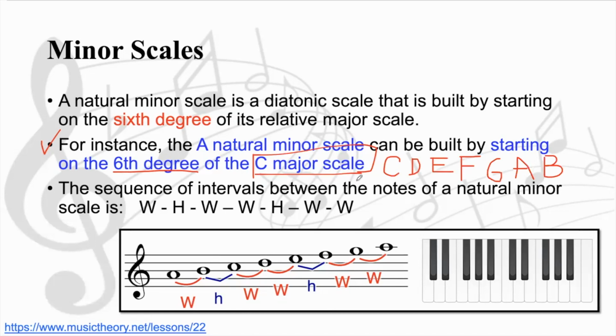Okay, this is the formation of the C major scale, right? Yes, sister. Okay, so today we are given the A minor scale. Here it tells us it's the sixth degree. So one, two, three, four, five. Which one is six? It's A, right? Yes. Okay.